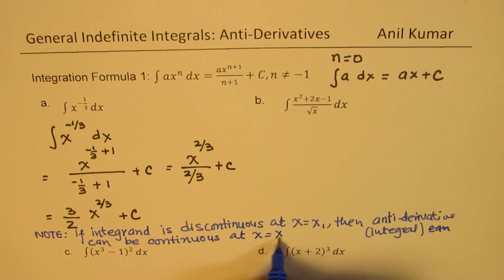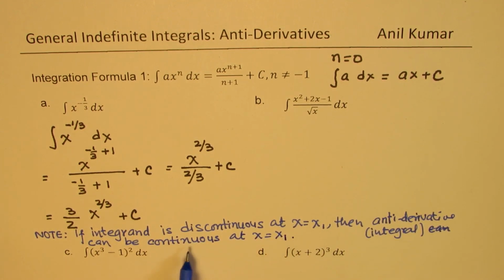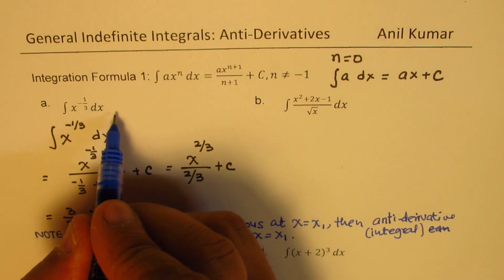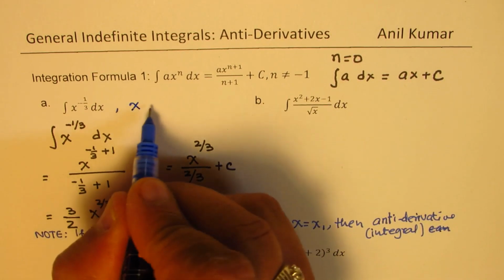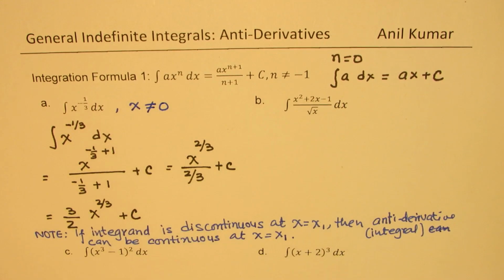At x equals x1. Now this is very important to understand. The logic says, well, this particular integral, when you define it, you should have written x is not equal to 0, right? Now why have I written this?